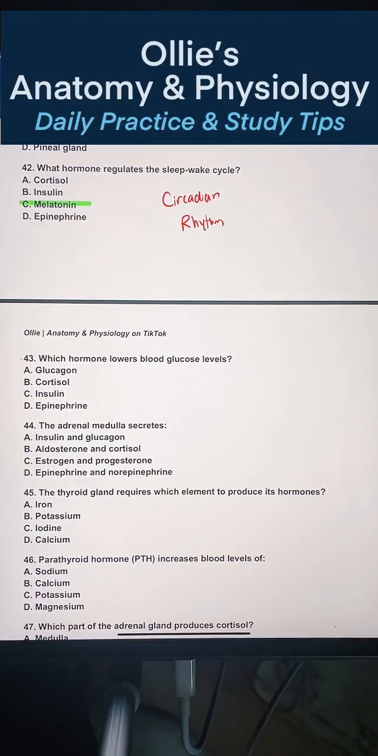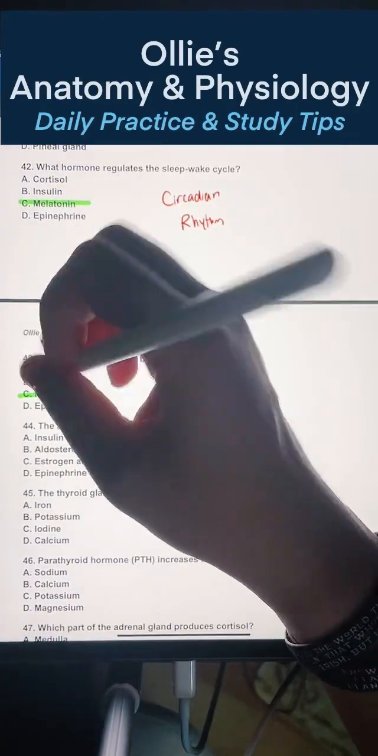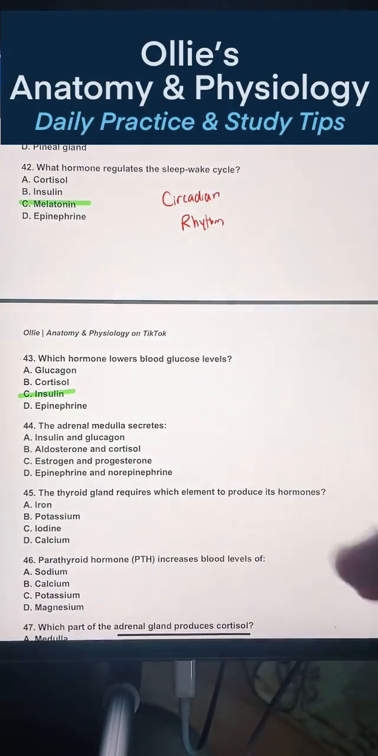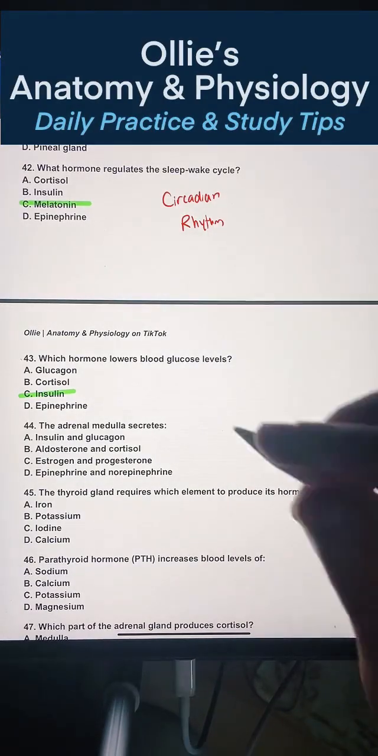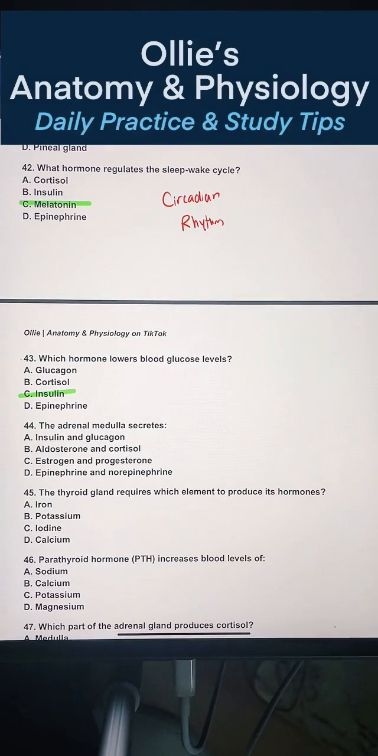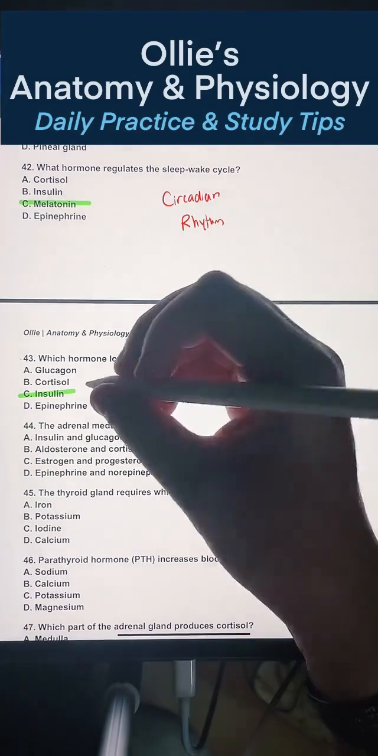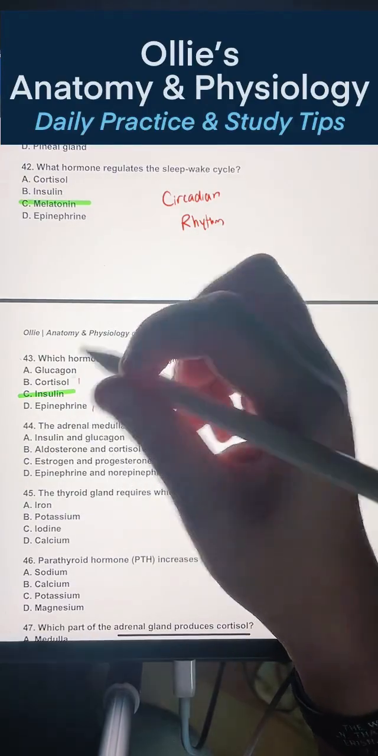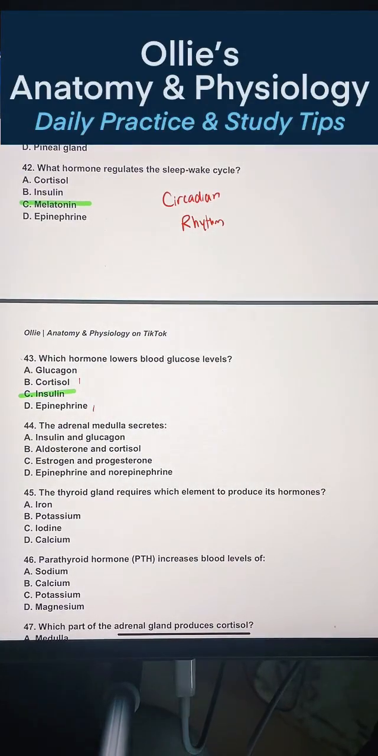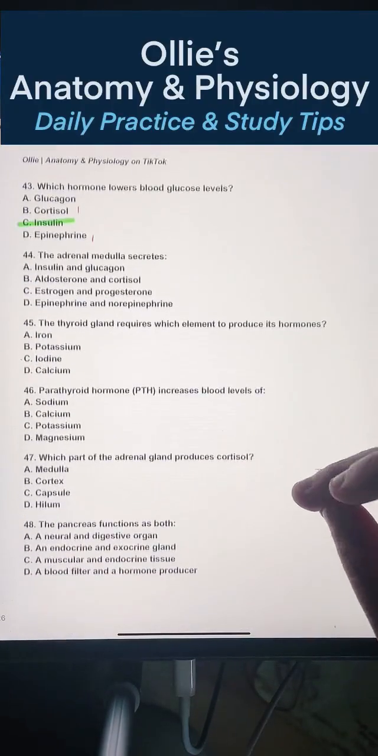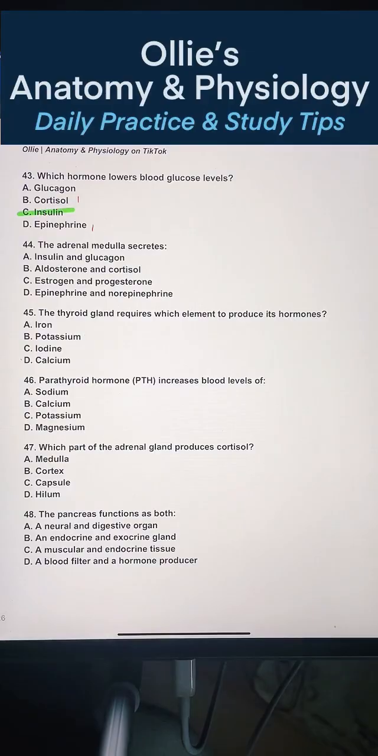Number 43, the answer is C. It is going to be insulin. This is going to increase the uptake of glucose by the cells. Glucagon is going to have the opposite effect of that. That is going to increase our blood glucose levels. Same thing with cortisol and epinephrine. They're going to increase your glucose levels in your blood to help deal with the stress that you are dealing with. Number 44, the adrenal medulla secretes what?